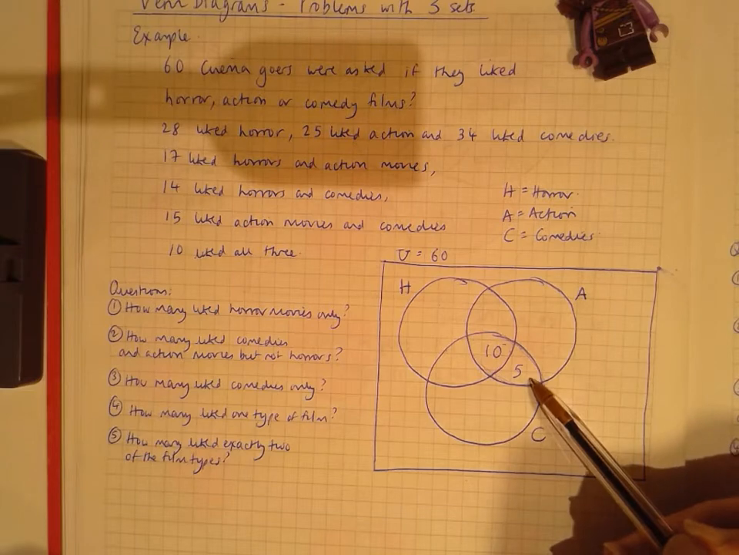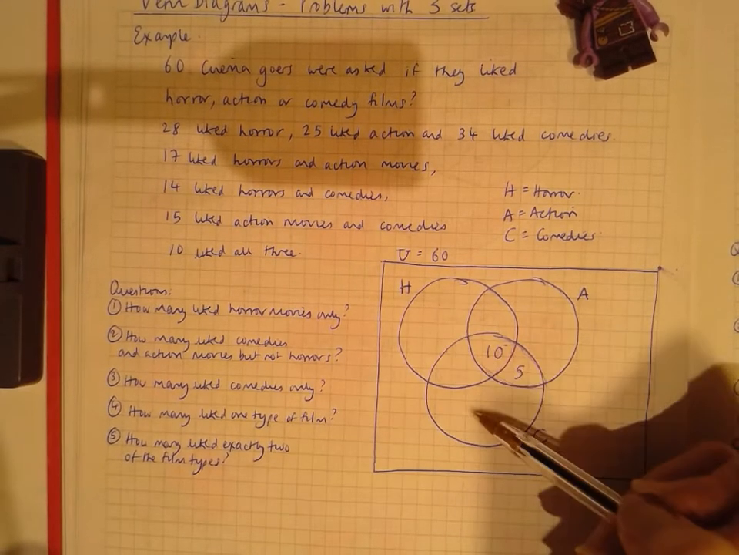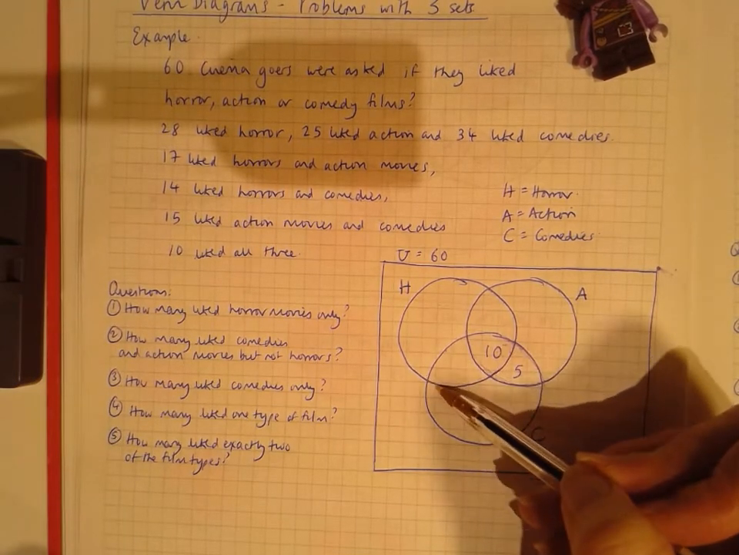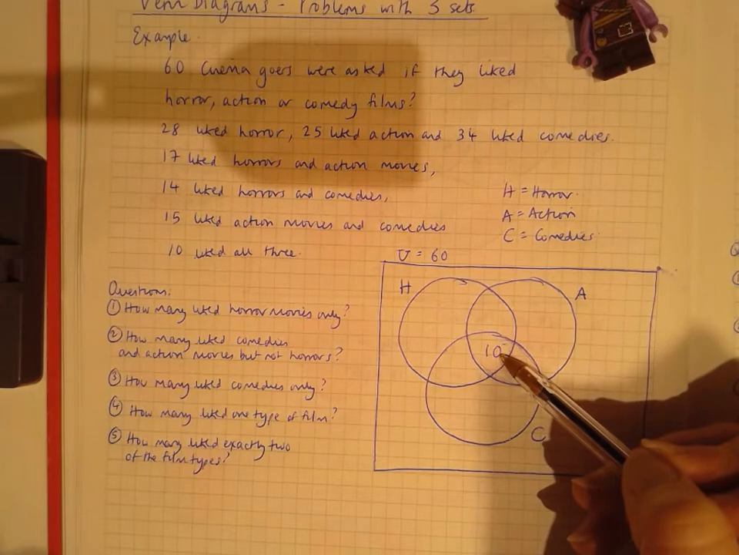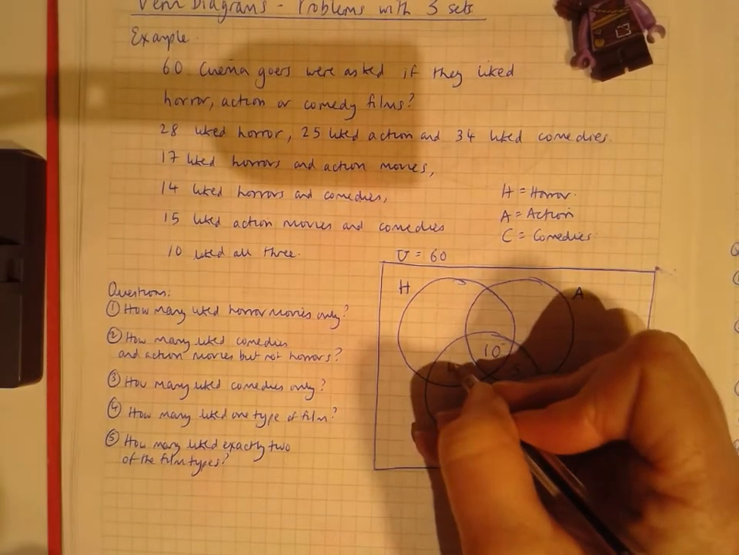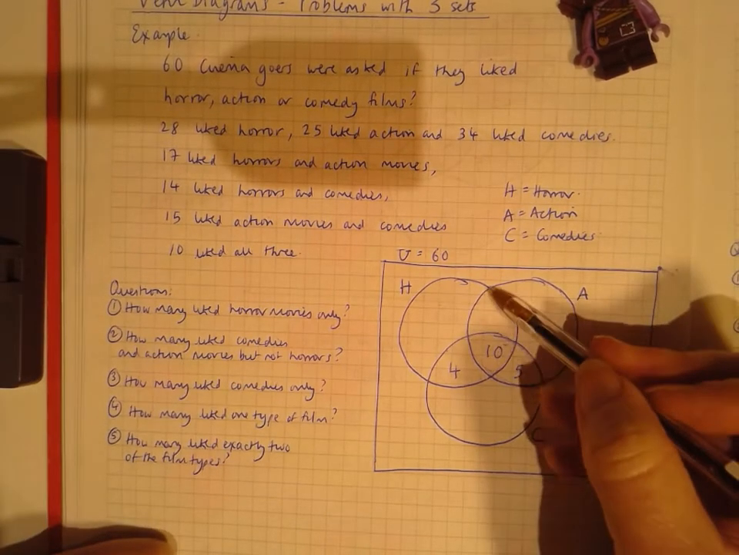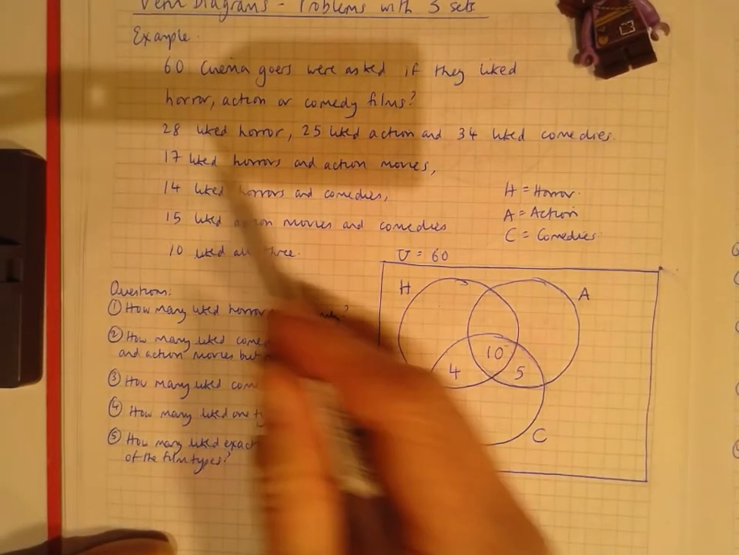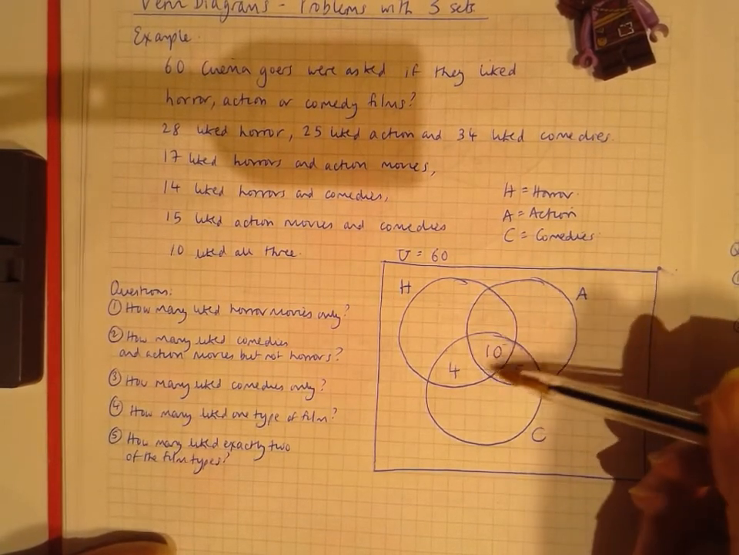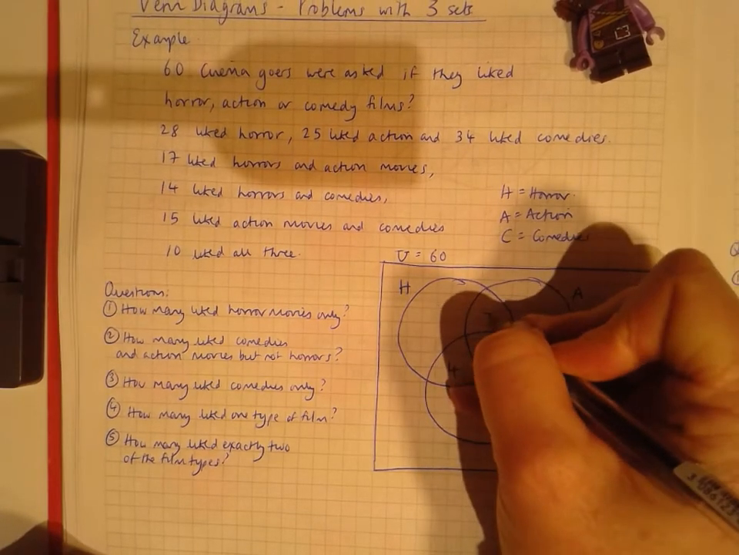14 people liked horrors and comedies. So between horrors and comedies, in this area here, there's 14 people. But again, 10 of those people are already accounted for because they like all three. So 14 minus 10 is 4. 4 people are going to go there. And then for horror and action, we're told 17 people. So 17 people like horror and action movies. 10 are already accounted for. And I have to put 7 here because 17 minus 10 is 7.